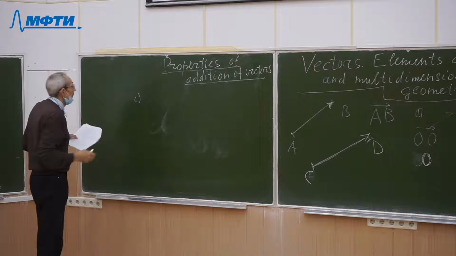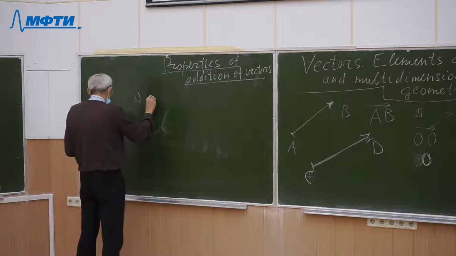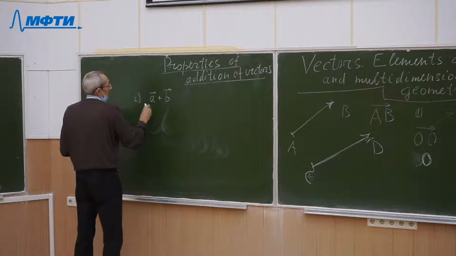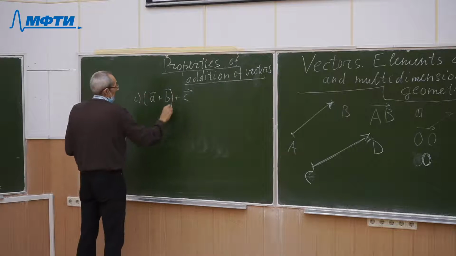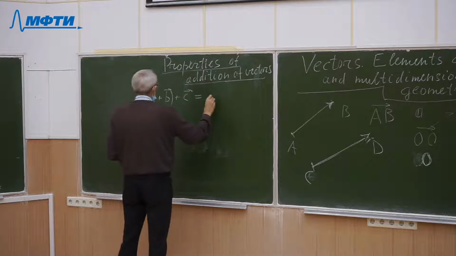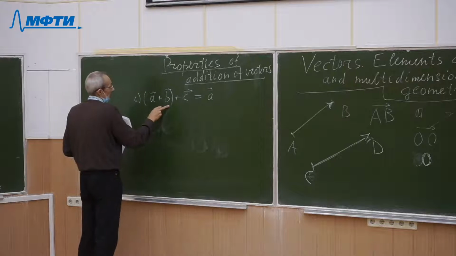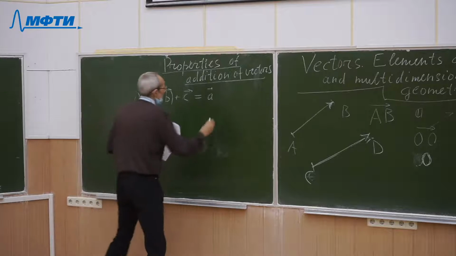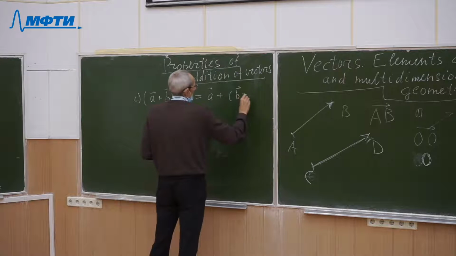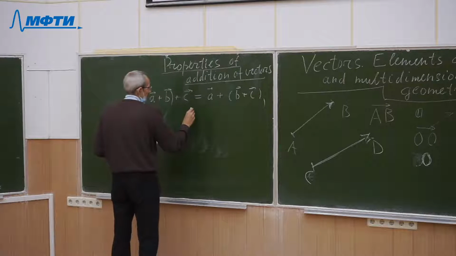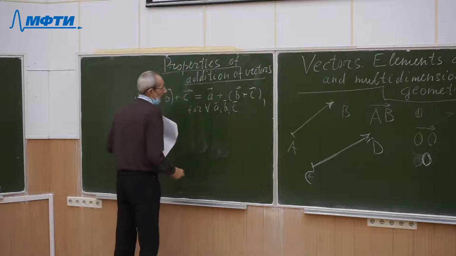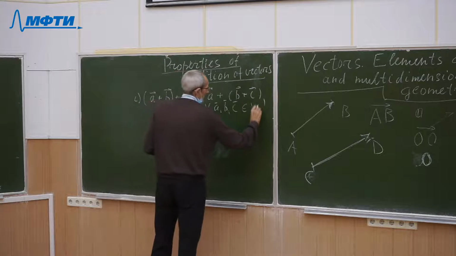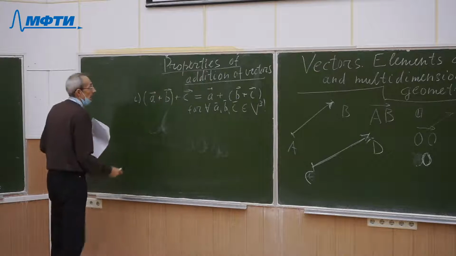Following the tradition, the first property is associativity of this operation. If we have three vectors A, B, and C, we have the following equality: the sum of A, B, and C is equal to the sum of A and the sum of B and C, for arbitrary A, B, C from the space R^3.